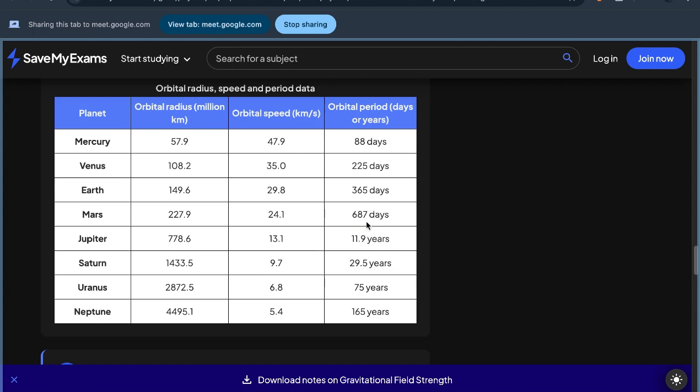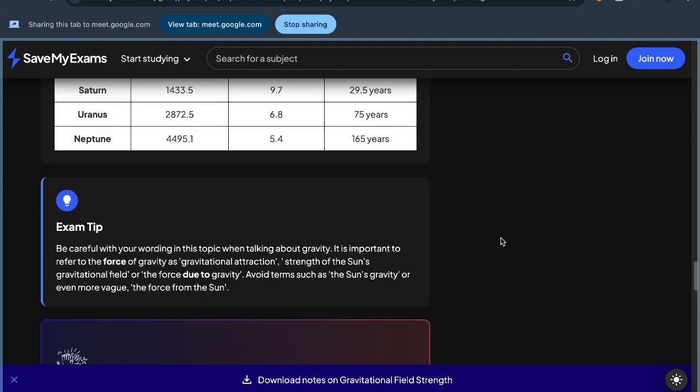It takes Mars 687 days to orbit around the sun. It takes Earth 365 days to orbit around the sun. It takes Venus 225 days to orbit around the sun. It takes Mercury 88 days just to move around the sun.